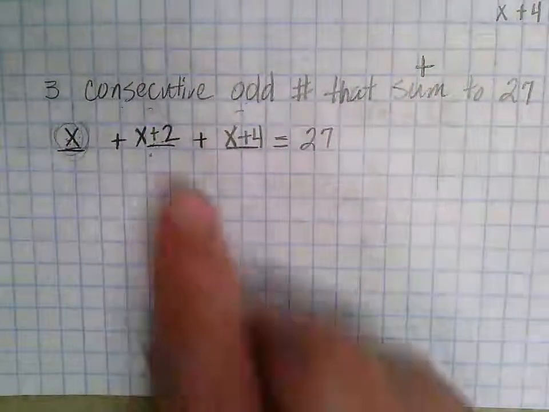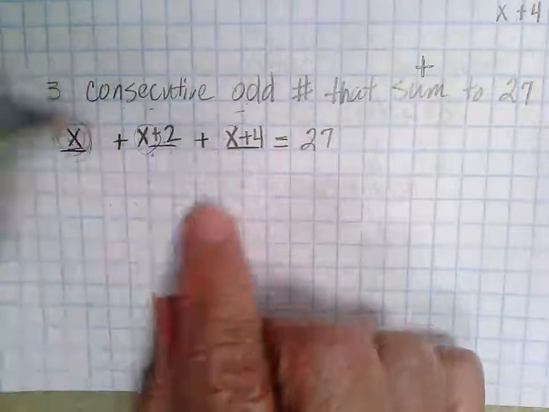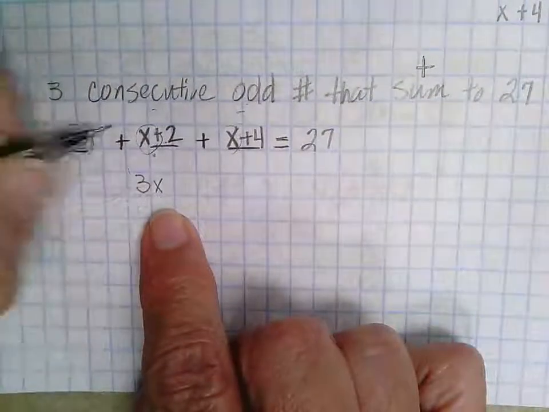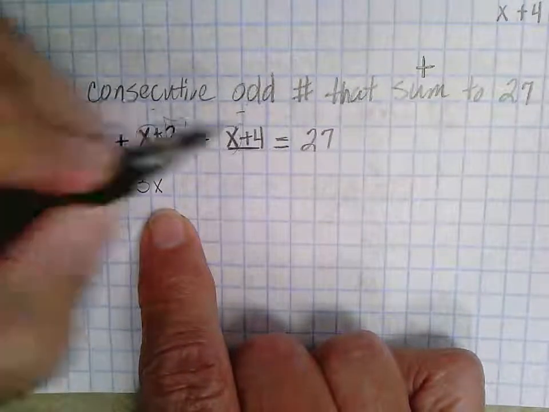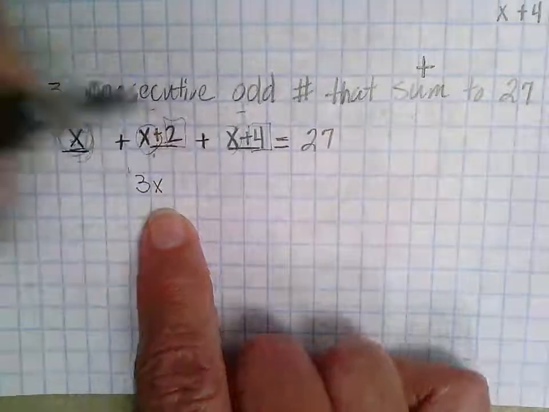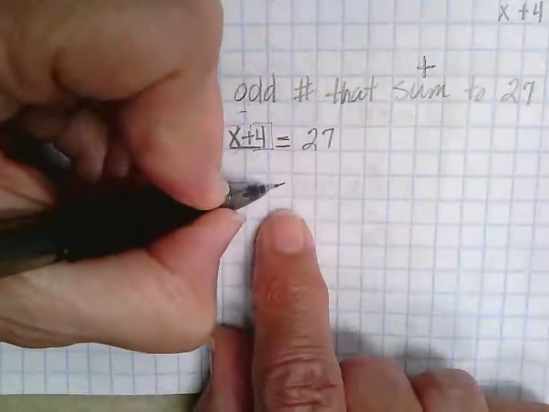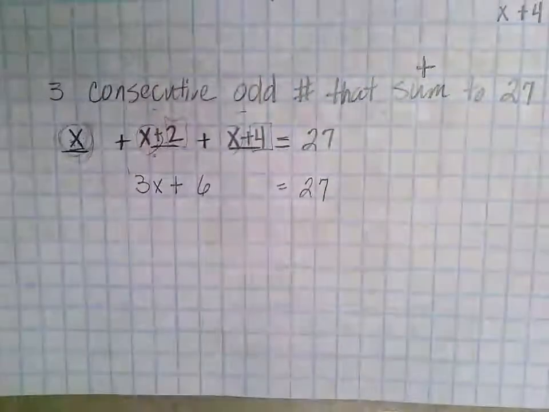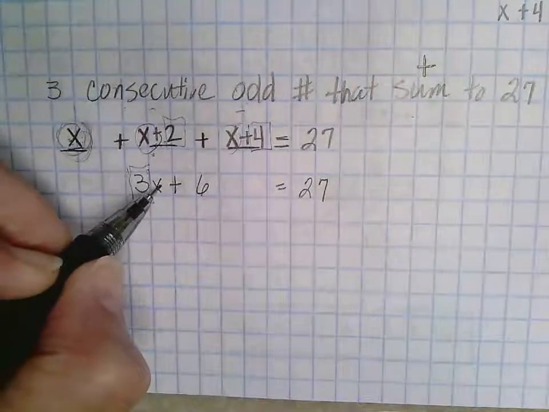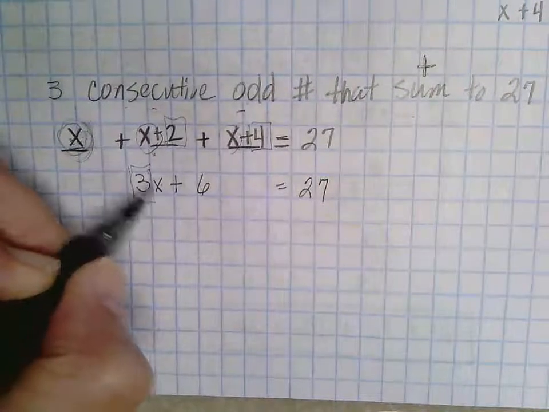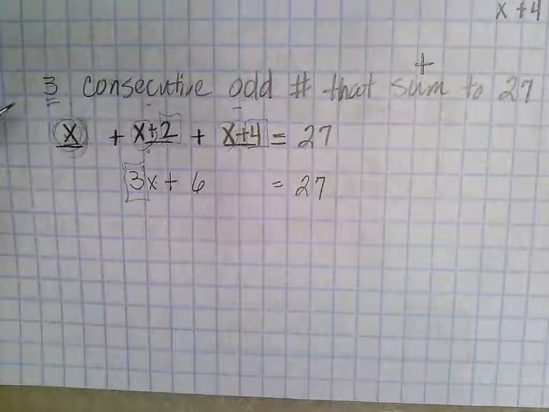So I'm going to combine like terms. I have 1x, 2x, and 3x. 3 x's. And now I'm going to take my constants, my 2 and my 4. That makes 6, and set that equal to 27. Notice again that the coefficient in front of my variable is the number of consecutive odd numbers that I'm summing.